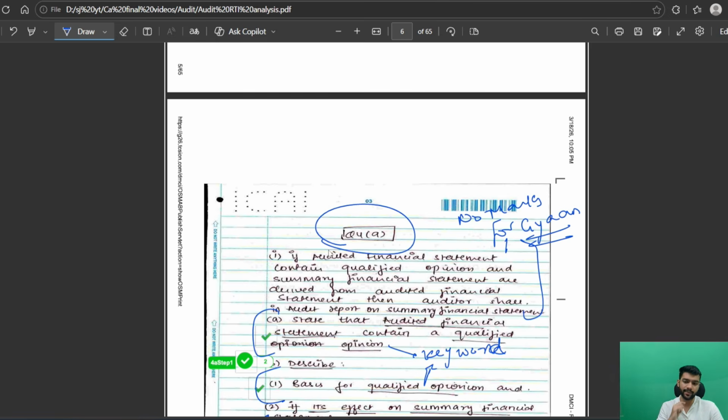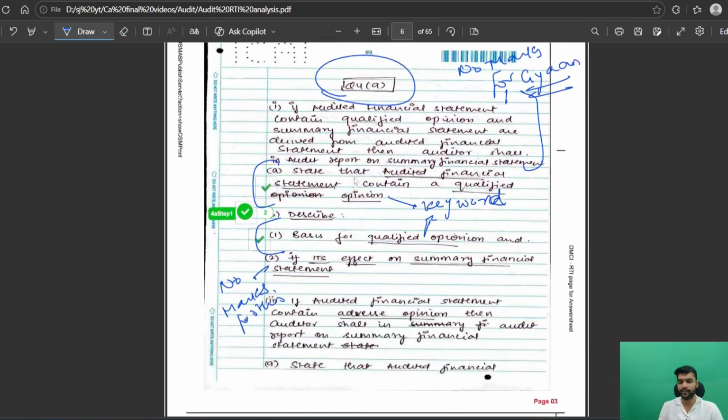So question number 4A, the first question that I started with, because it was a theory, pointer question, and it was a very easy question, and I knew only the points that are necessary. When I was writing this answer, I knew only that I need to write qualified opinion. I knew that there is something called adverse opinion in this. So I made a mnemonic out of this, and I was able to recall it very well.